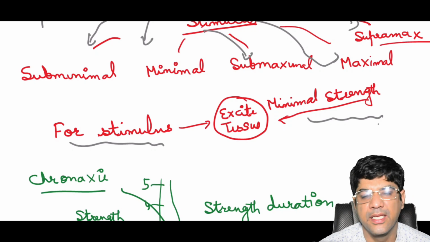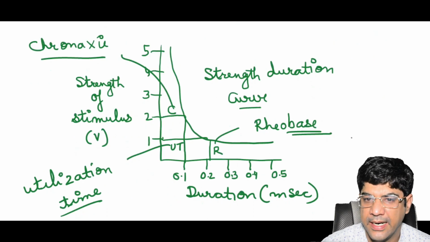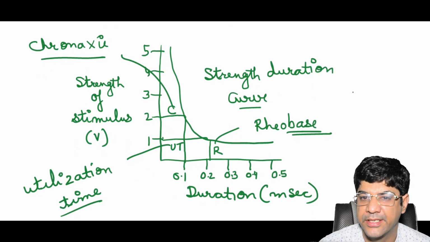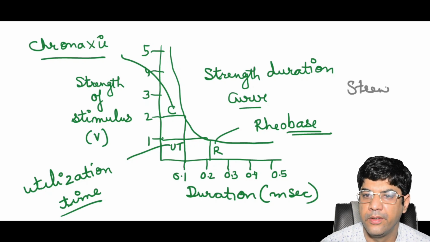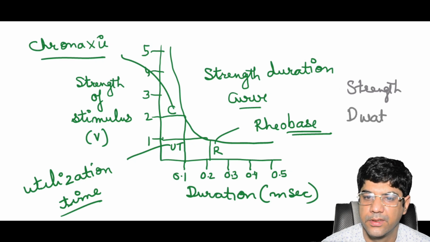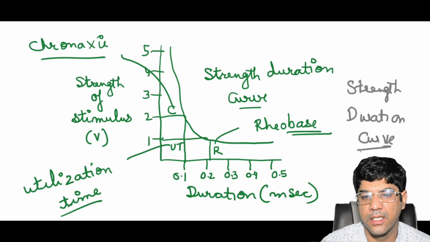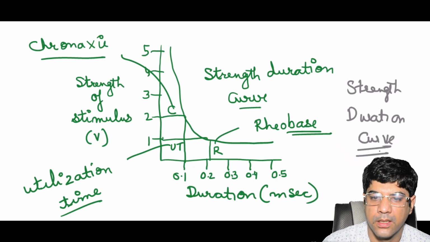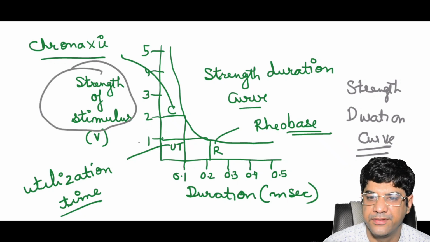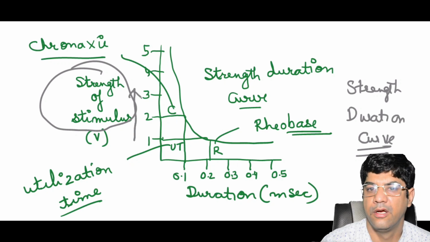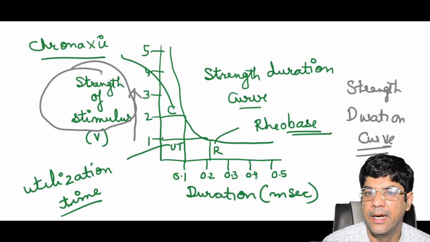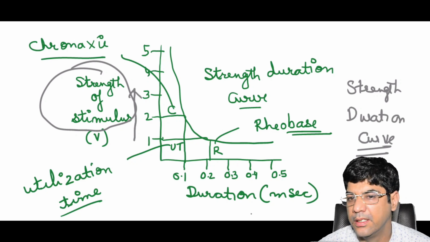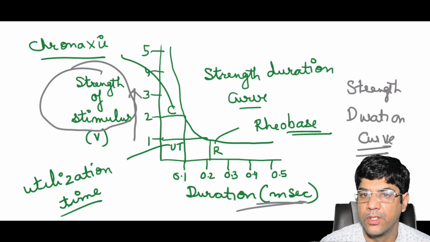Let us talk about the strength duration curve. The relation between the strength and duration of stimulus is demonstrated by the excitation curve, or we call it the strength duration curve. In order to obtain the curve, we plot the strength of the stimulus vertically, and the duration, in milliseconds, horizontally.